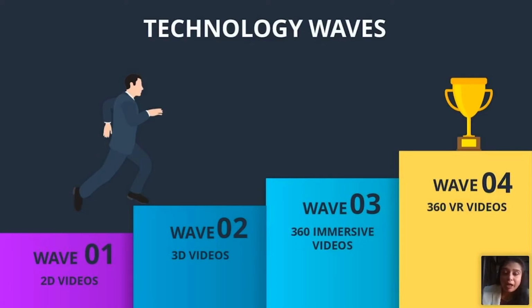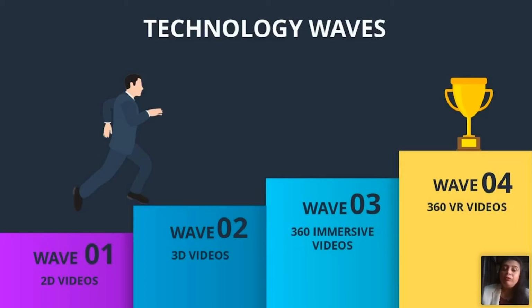In wave 1, we can see 2D videos, sometimes colorful, sometimes colorless, black and white. What are 2D videos? They are flat screens where we can see a particular video or movie, which means there will be action from a distance. There will be a difference between the viewer and the screen.